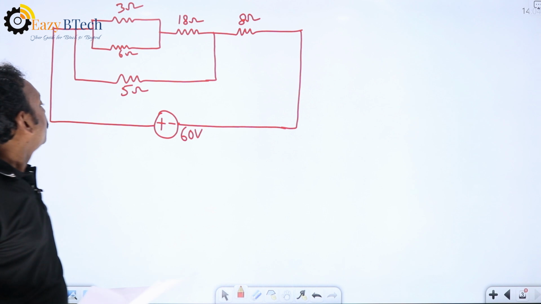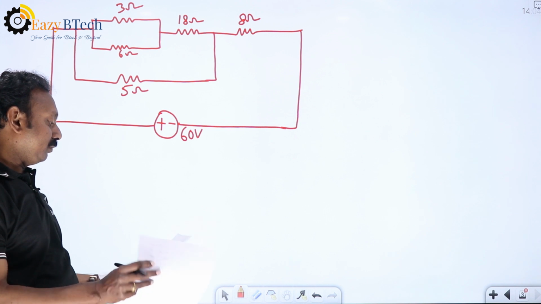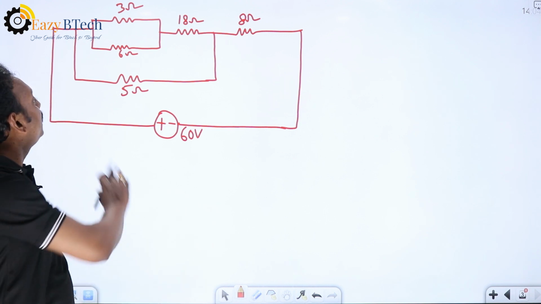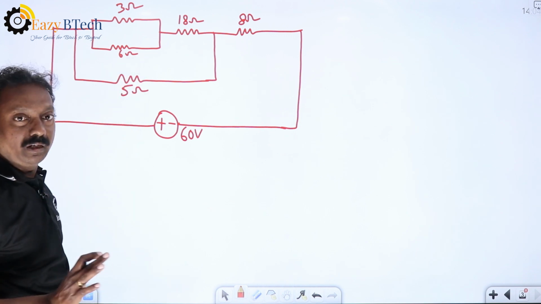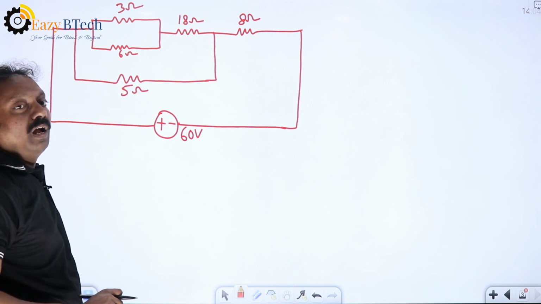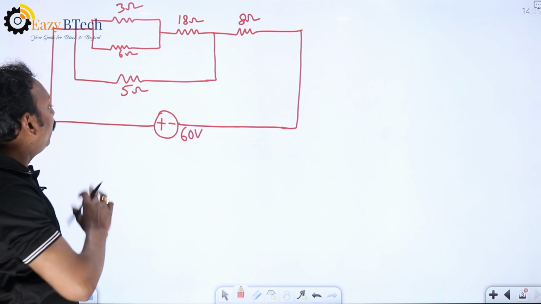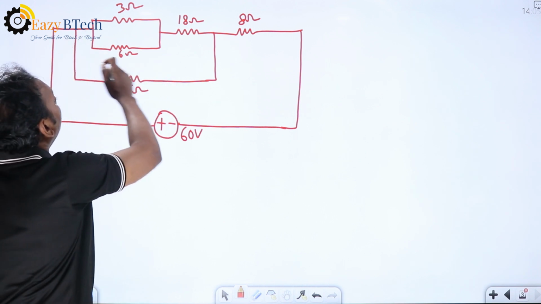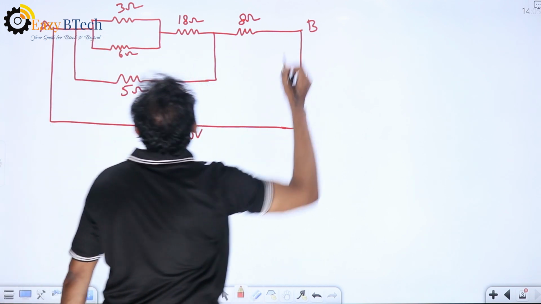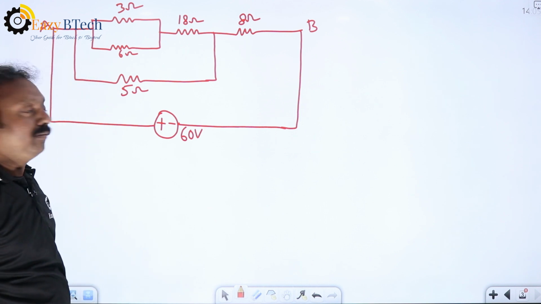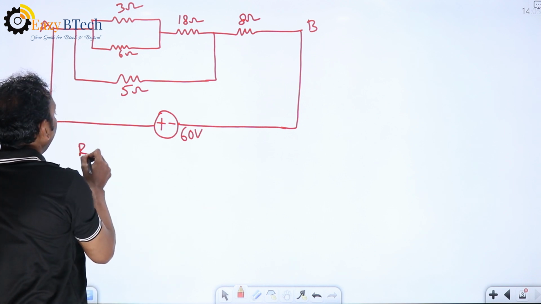In this problem, determine the voltage across each element. So first we have to find the total current, and divide the current using the current division rule. How to find the total current? First find the equivalent resistance between these two terminals A and B. Between A and B, find the equivalent resistance. So how to find the equivalent resistance? Already you know series parallel combination.